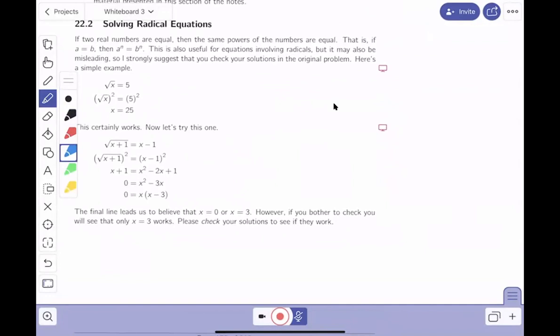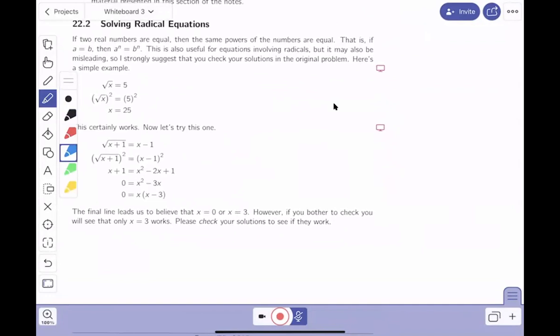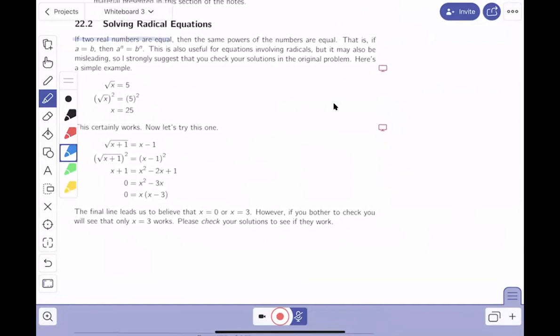All right, so the first thing it says, if two real numbers are equal. That's a big if, by the way. It says then the same powers of those equal numbers are equal. That is, if A equals B, then A to the n equals B to the n. This can be useful in solving equations involving radicals, but it may also be misleading. It can lead to misleading answers, because it could produce an answer that doesn't satisfy the original condition. And the original condition is basically a root equation.